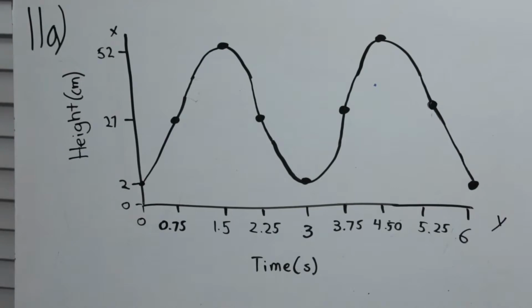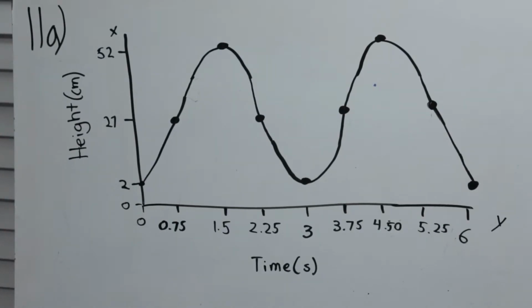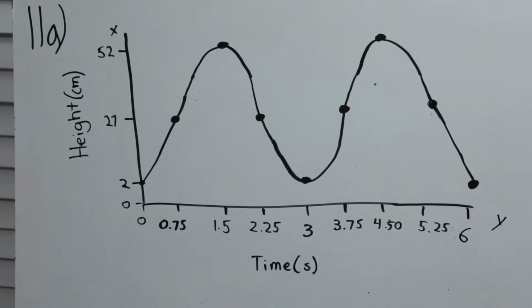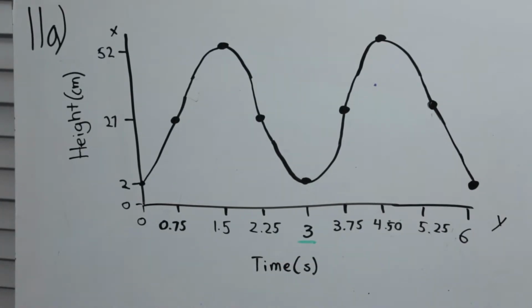So 11A asks us to sketch a graph of the height of the rung above the ground during 2 complete revolutions, beginning when the rung is closest to the ground. What I always like to do is start with the x-axis, and since I know the period is 3 seconds, I just add on 3 more seconds to get 6 seconds. That is the length of 2 complete revolutions.